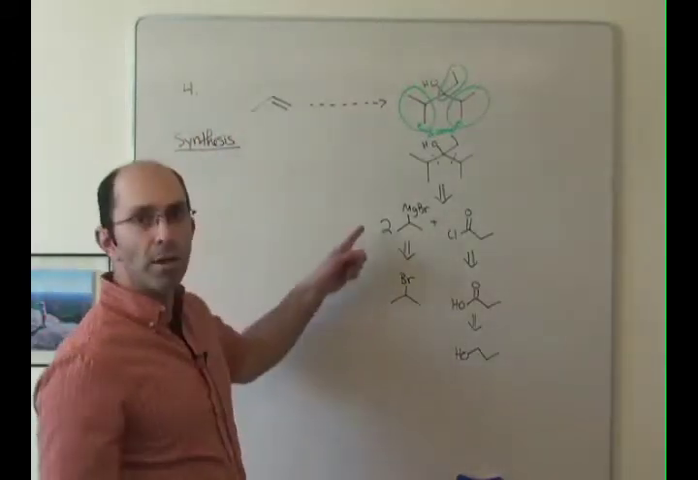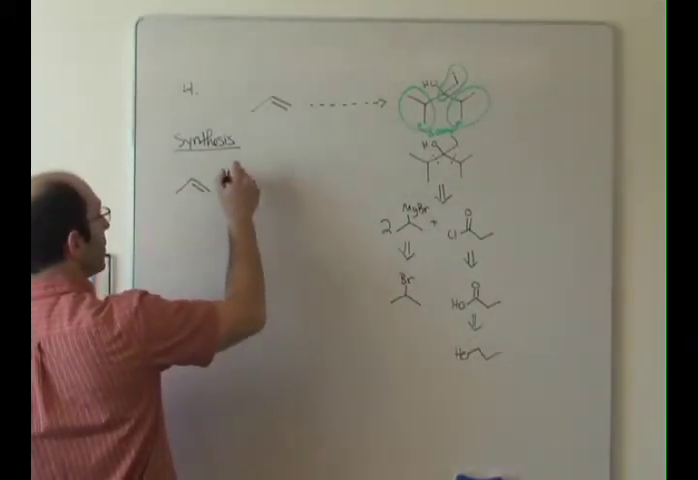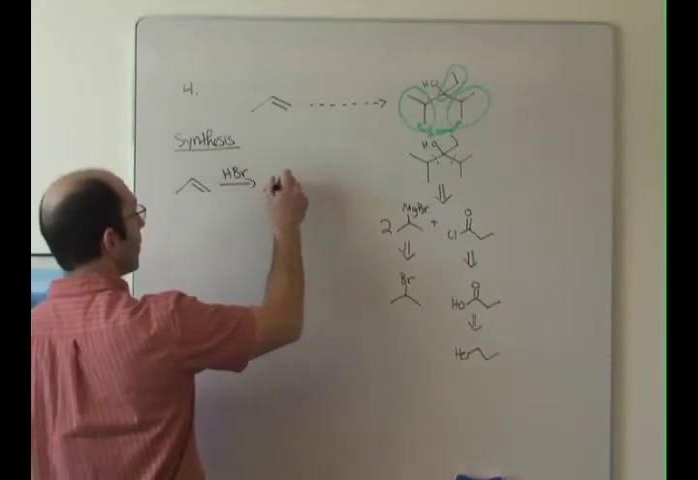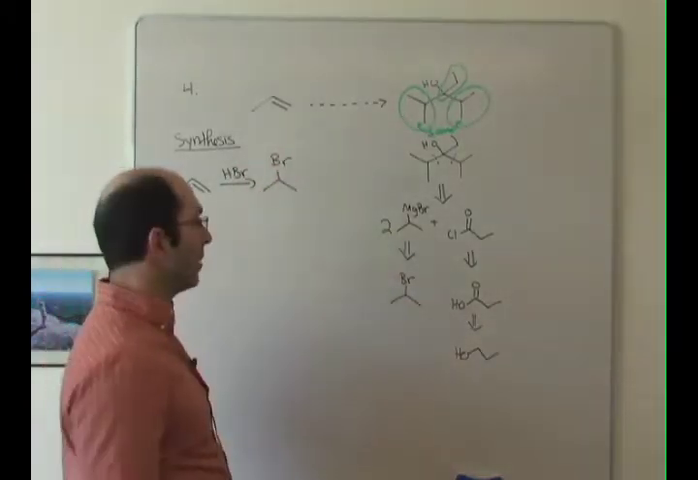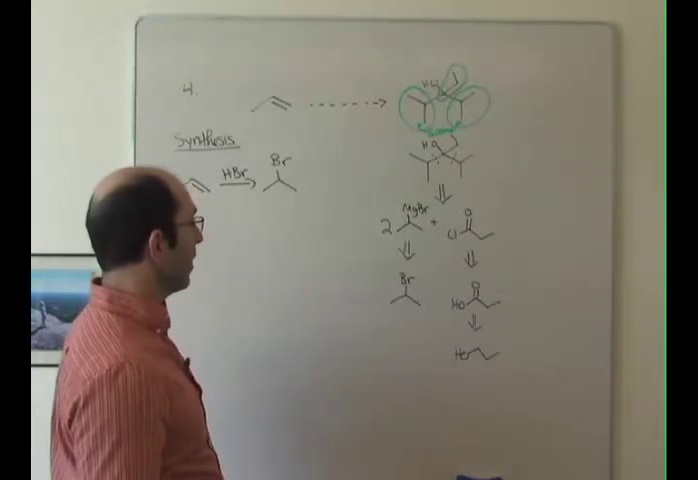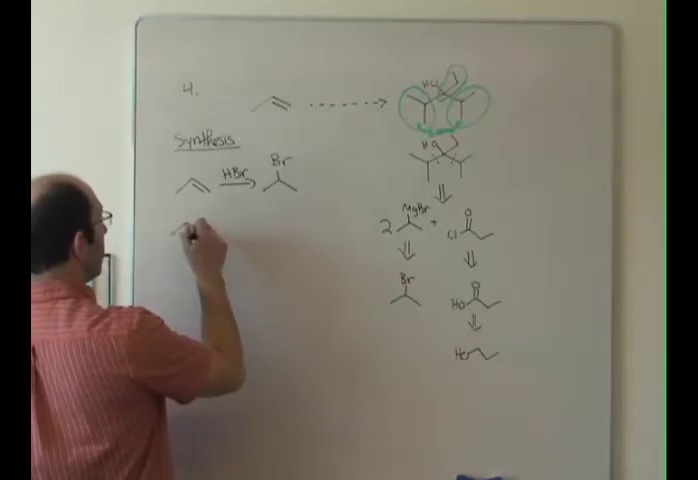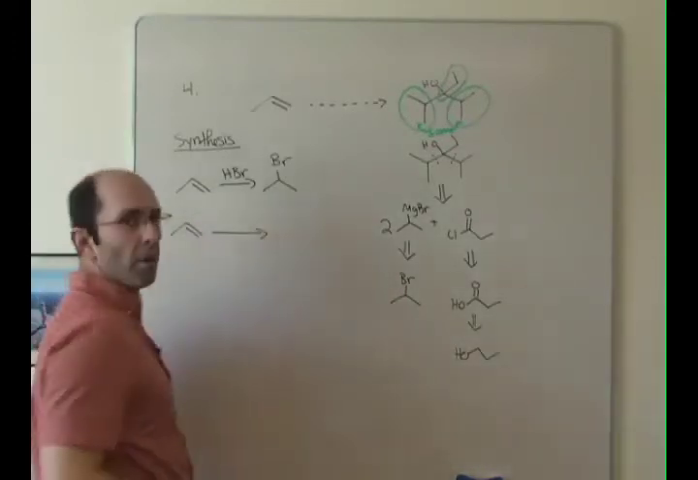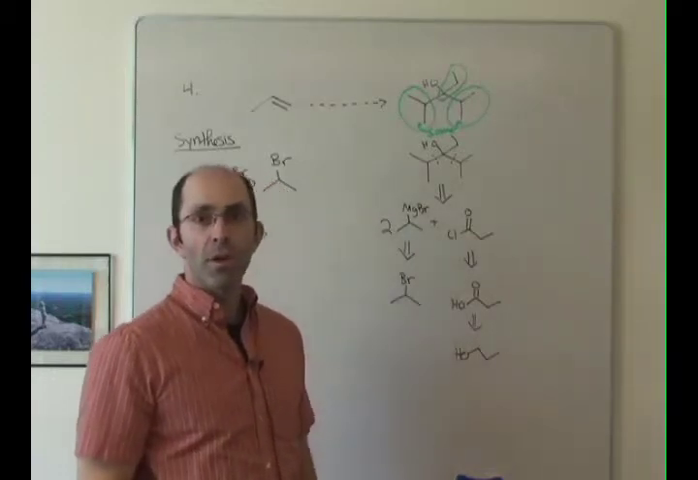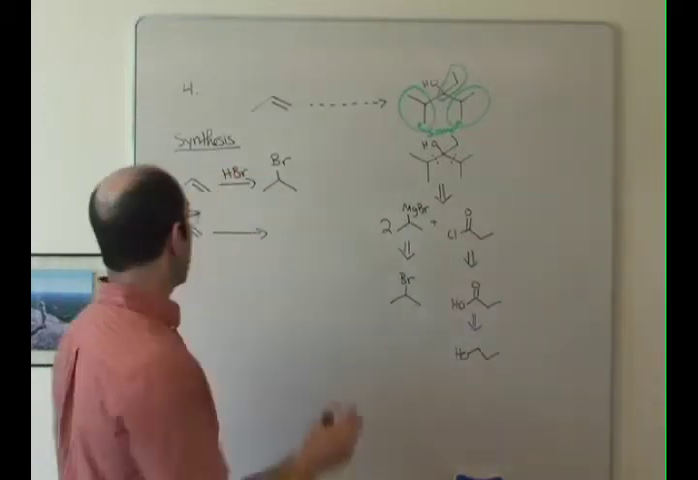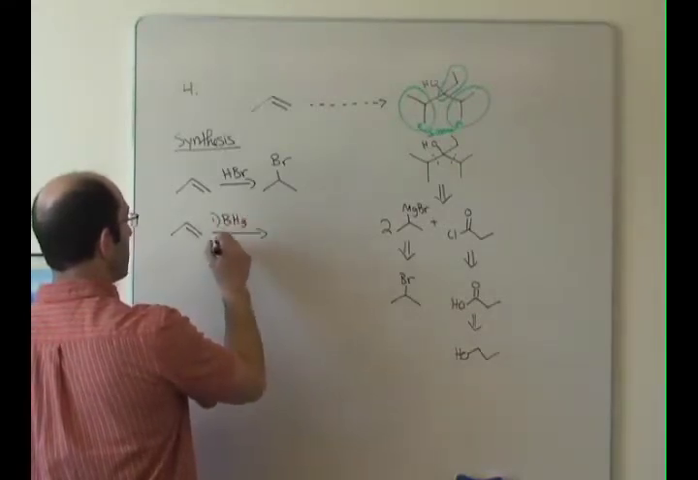So if we need to make isopropyl Grignard, we can just react the alkene with HBr, right? And that gives us the bromide that we need. All right, so we'll save that and make the Grignard in just a minute. If we need to make the primary alcohol, the only way we have to make the primary alcohol is hydroboration oxidation. The other hydration reactions will give us a secondary alcohol, so we need to be very clear that we're doing hydroboration oxidation.